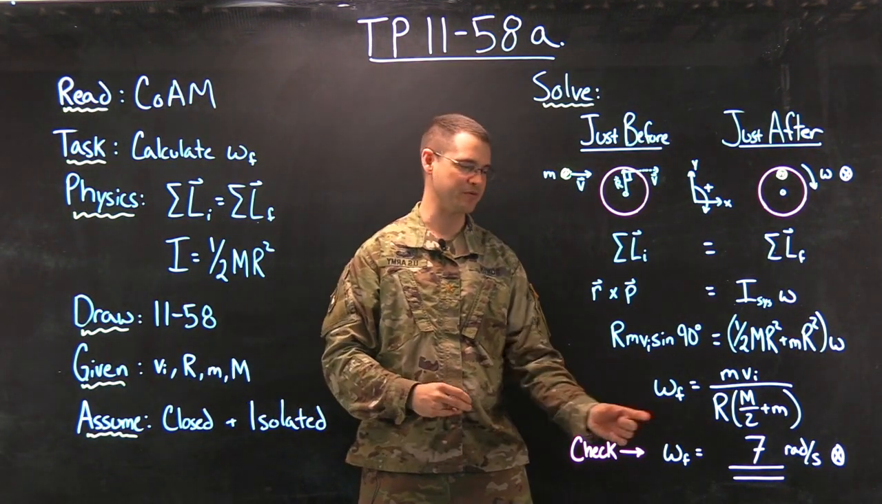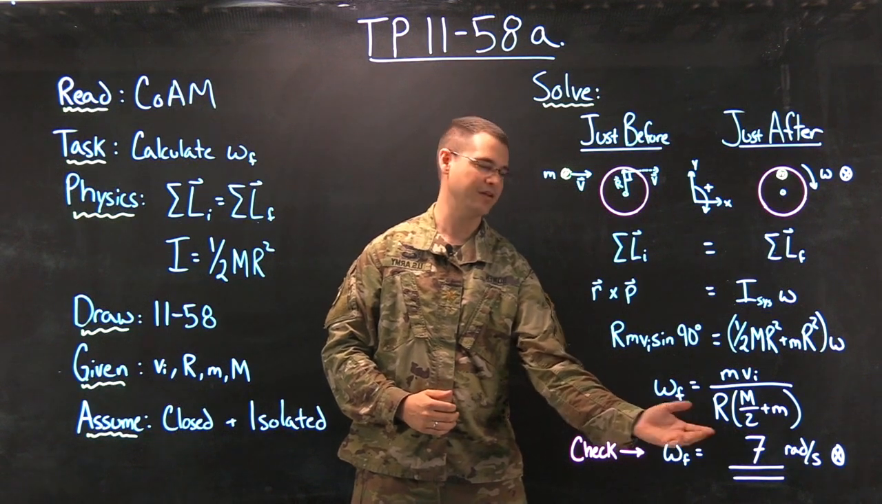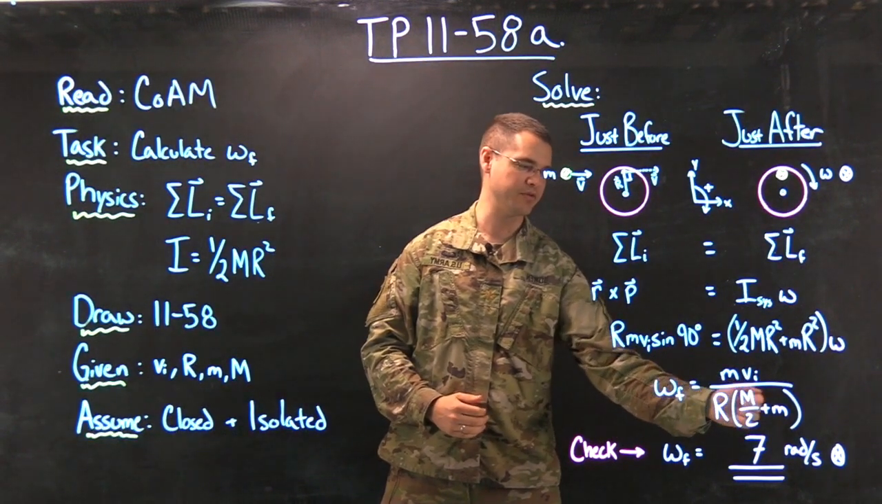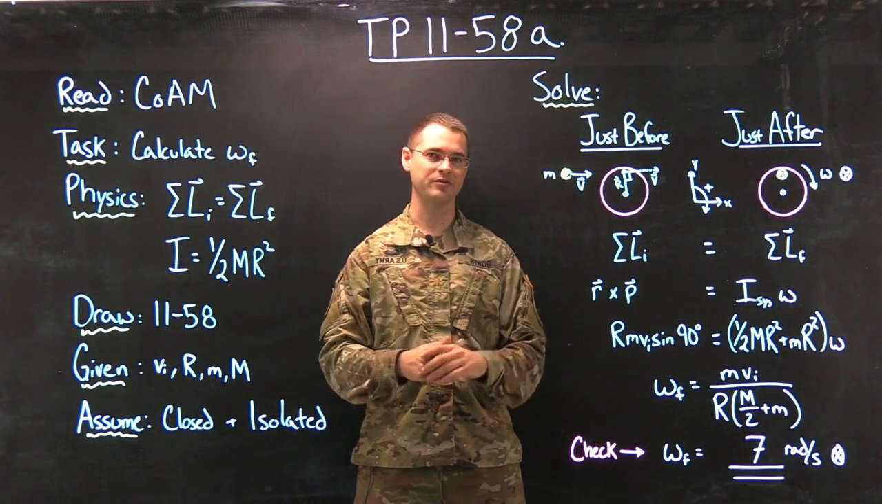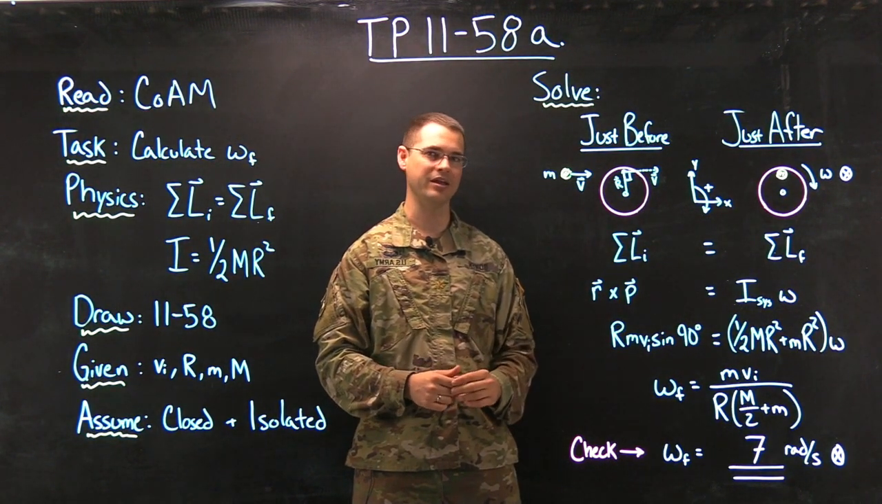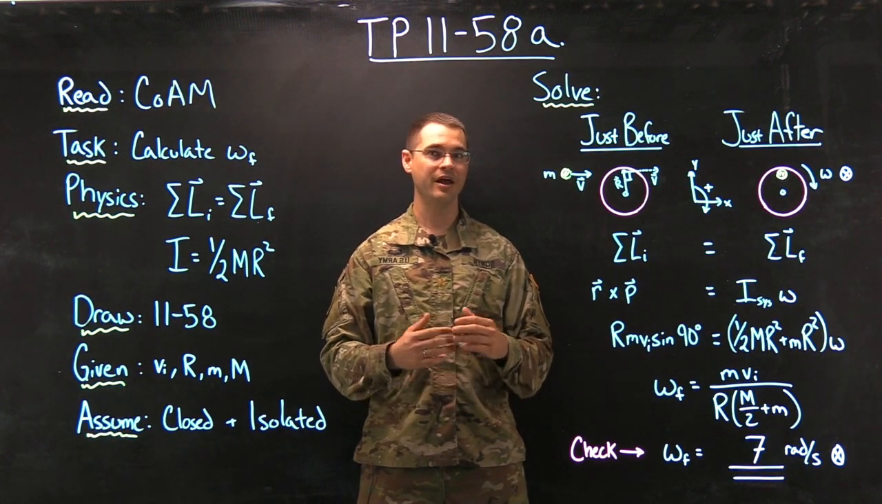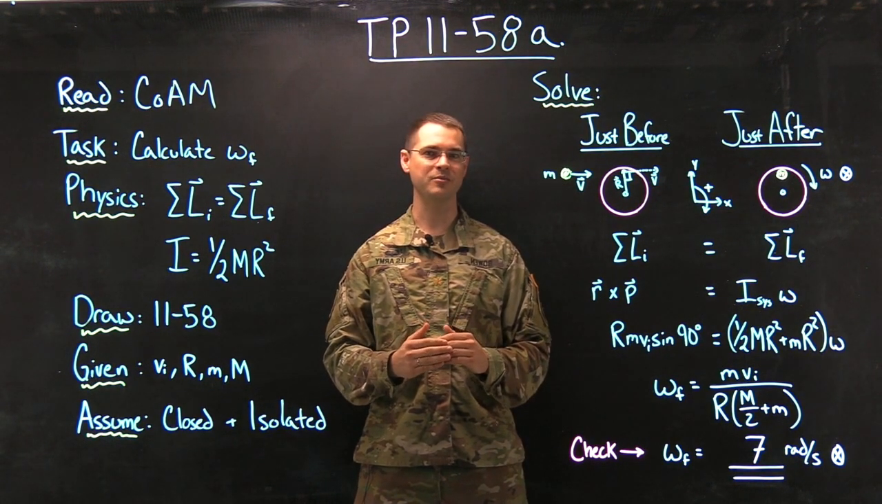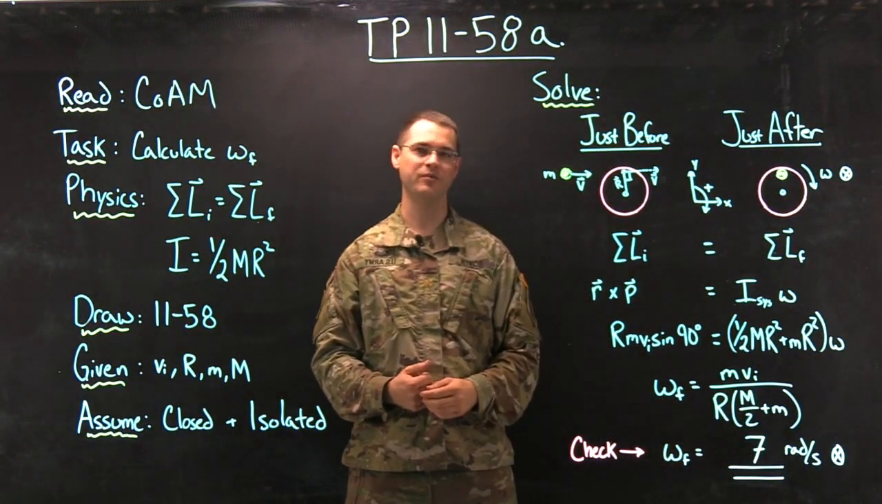Once again, remember, when you're solving for algebraic expressions, it has to be what your task is in terms of all of your given variables. Substituting the values for our variables in and evaluating, we get 7.40 radians per second. Now, the least number of significant figures in the problem is 1, so we report it as 7 radians per second.